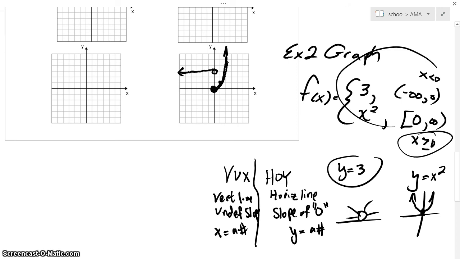So we're going to stop off with that. Hopefully that's enough to help you in regards to the piecewise functions.